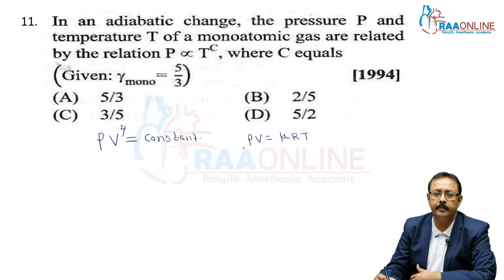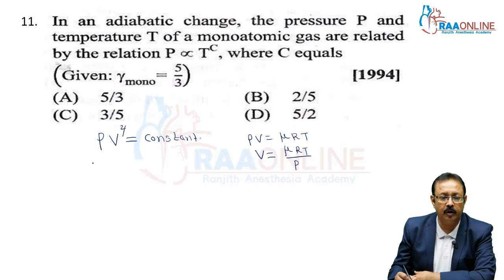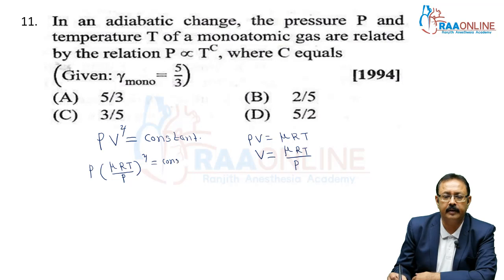We want a relation between P and T. So we want to remove V. So what we can write in place of V? Mu RT divided by P. So now this law will become P, in place of V, I am writing mu RT upon P, raised to the power gamma is equal to constant.